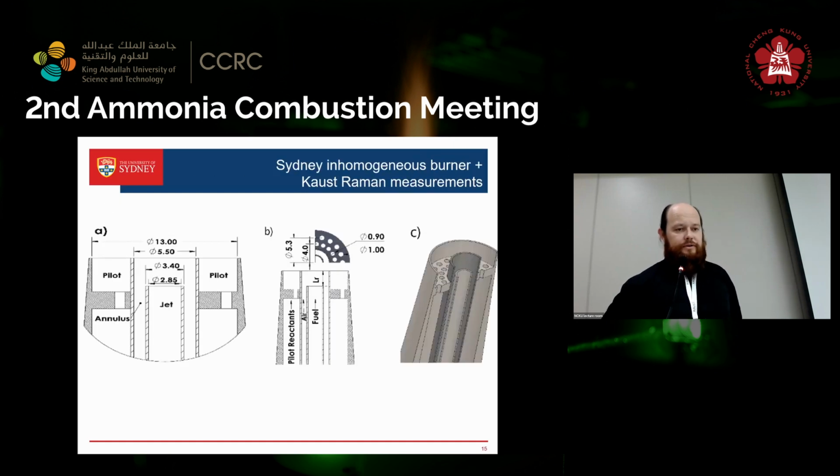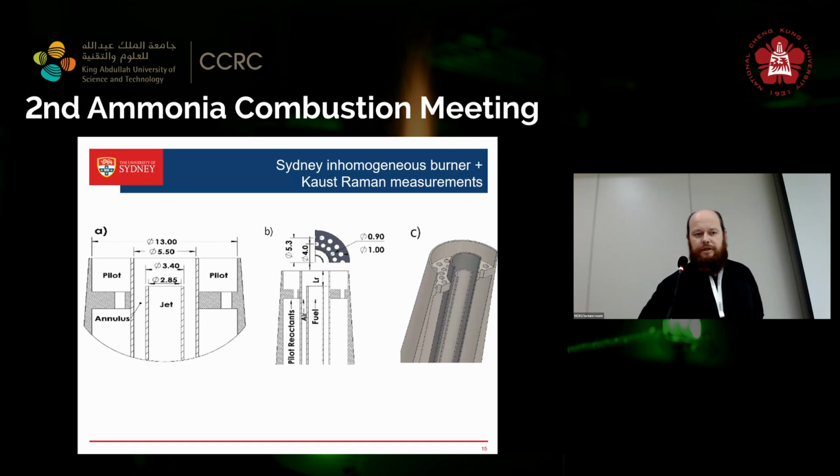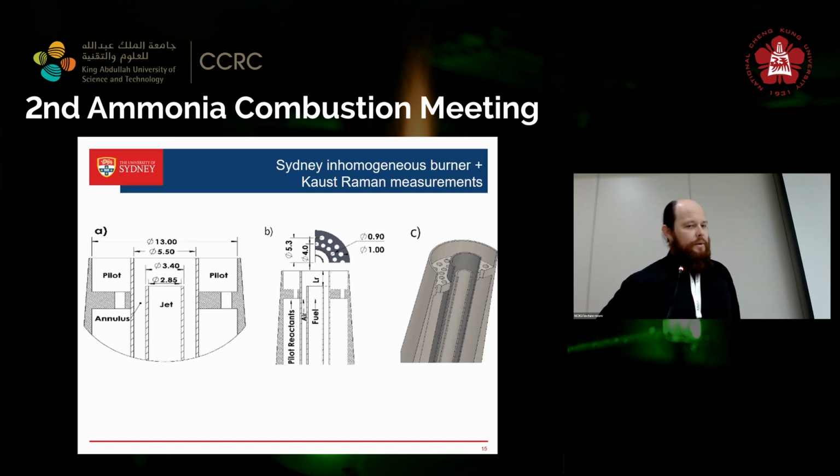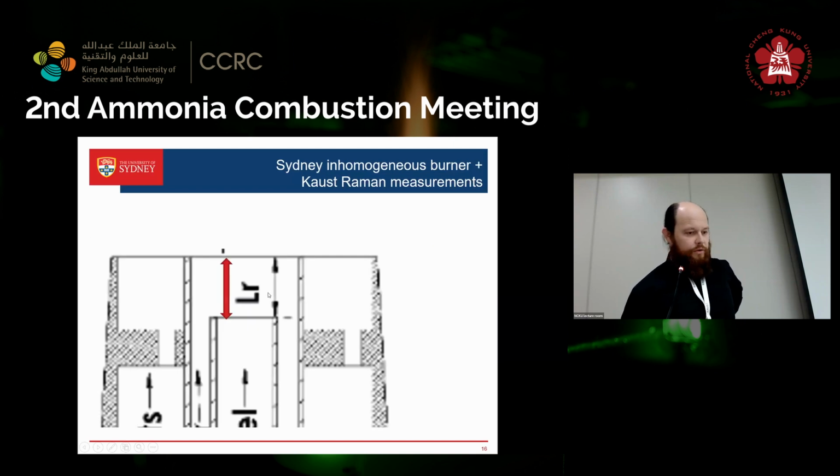One example is, for instance, the Sydney inhomogeneous burner, where we've done some collaborations with Gaetano at KAUST on some Raman measurements. The general premise of this burner is that we have a central fuel jet, an annulus of air, and a pilot ensuring initial reaction. And we vary the recess of this fuel jet to explore different stability of the flame.